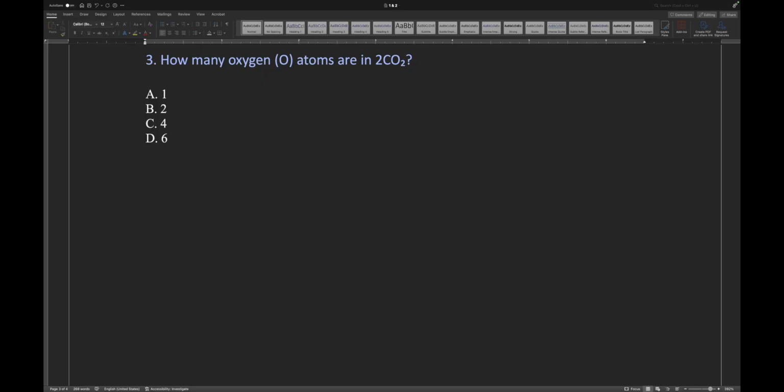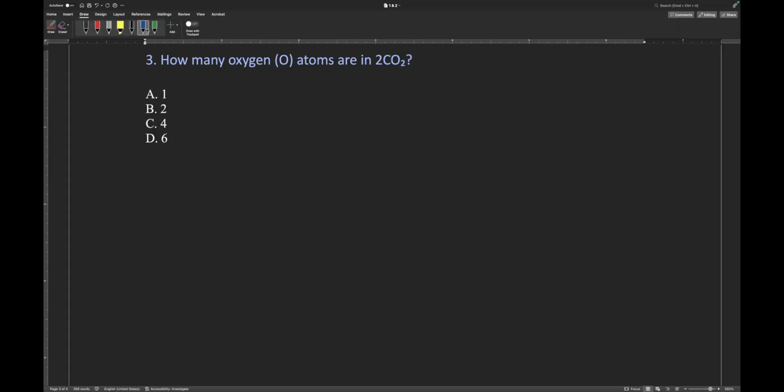It says, how many oxygen atoms are in 2CO2? So it's just asking really about this O2. And so I'm gonna quickly do this. So the way I would do this is the O2, I'm gonna write down for oxygen.